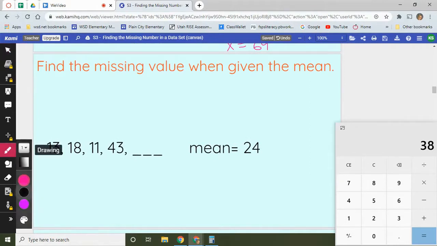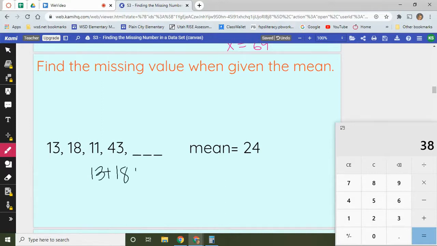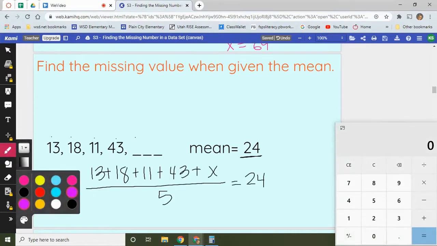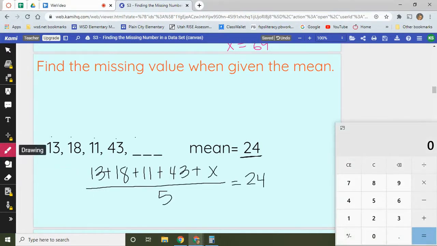So same steps. We follow the same steps every time, right? 13 plus 18 plus 11 plus 43 plus the missing number of x divided by 1, 2, 3, 4, 5 numbers gets us a mean, they say, that is 24. Okay, here we go. How do we get rid of a divide by 5? We times by 5. Okay, 24 times 5 is 120.